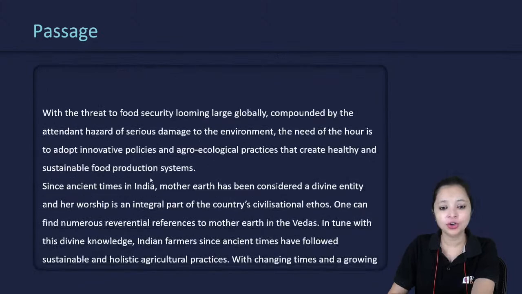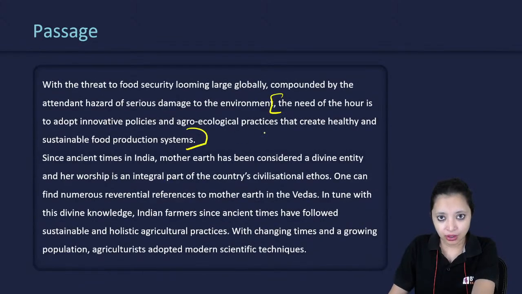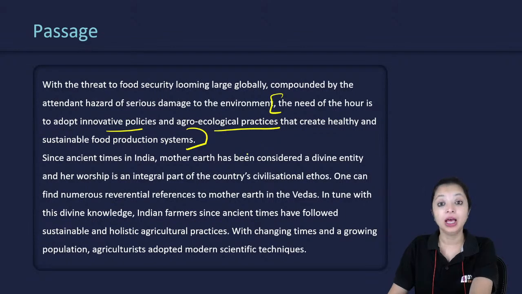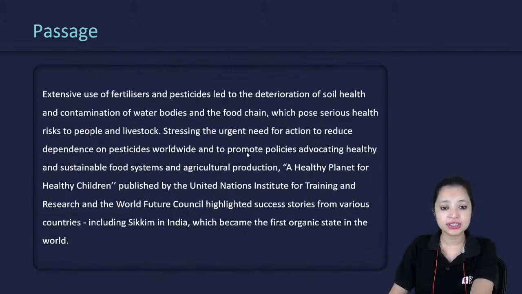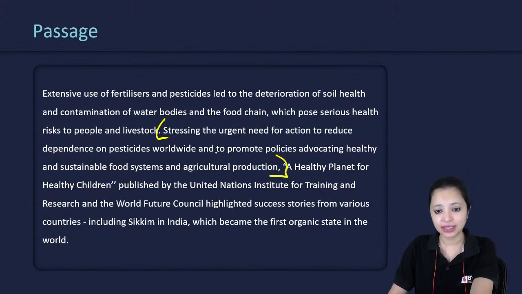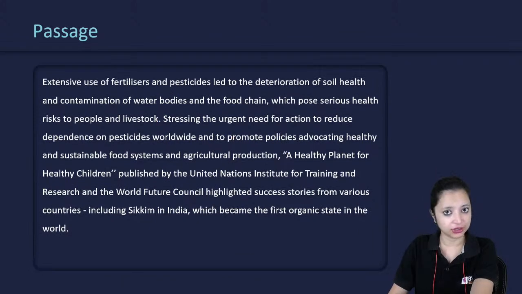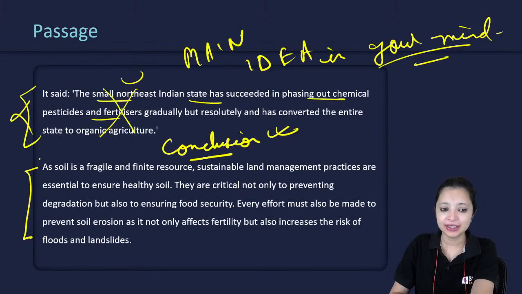What can we do? We can reduce our dependency on pesticides and insecticides, and have innovative policy and agroecological practices like the northeastern states have done. That's exactly a repetition here. So ultimately, this is what this whole page talks about.